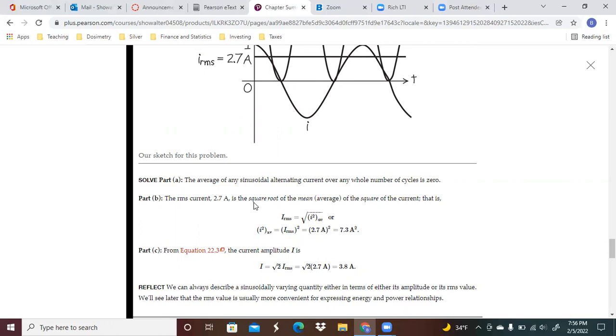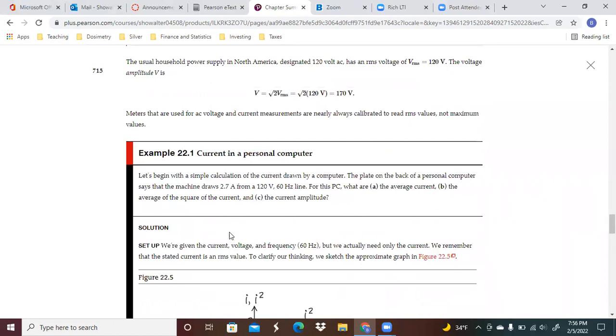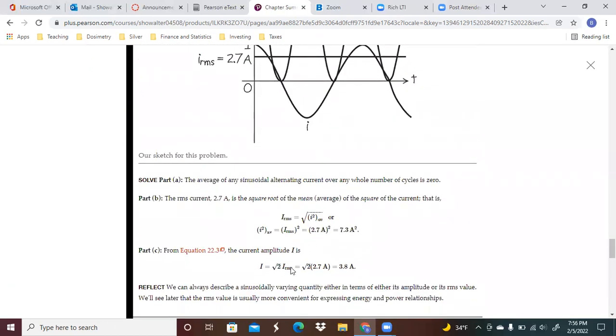So again, the RMS is going to be the square root of the mean of the square of the current. So if what we are looking for here is the average of the square of the current, that is going to refer to this value.